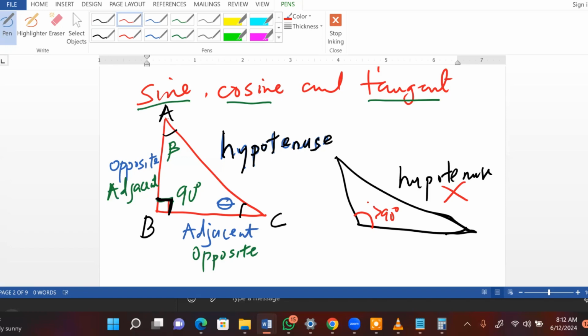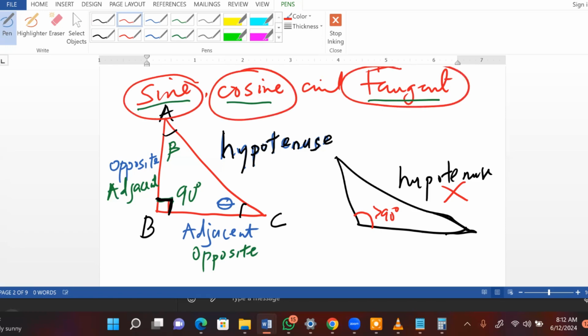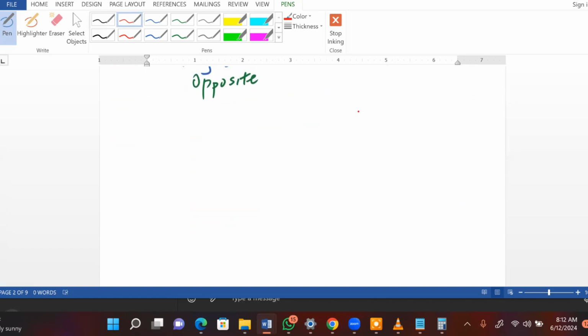The understanding of this basic concept will help you to understand these three ratios very well. So that's the first thing you need to understand. Any question before we proceed? No, good. Having known this, we now go to the ratios one by one.